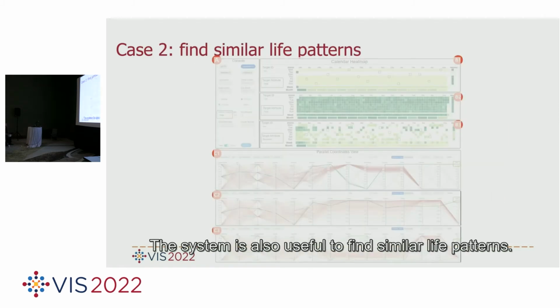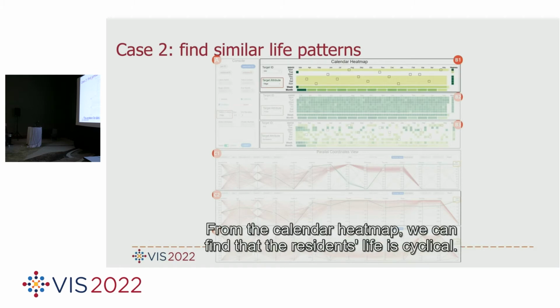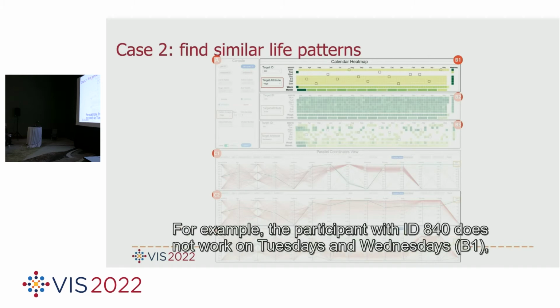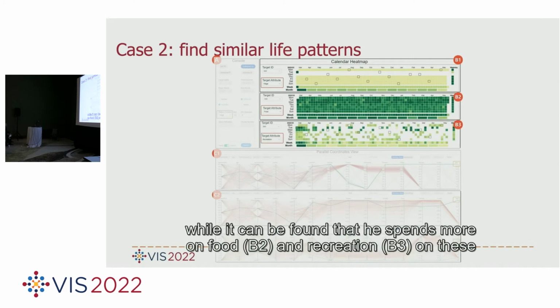The system is also useful to find similar life patterns. From the calendar heatmap, we can find that the resident's life is cyclical. For example, the participant with ID 840 does not work on Tuesdays and Wednesdays, B1, while it can be found that he spends more on food, B2, and recreation, B3, on these 2 days.